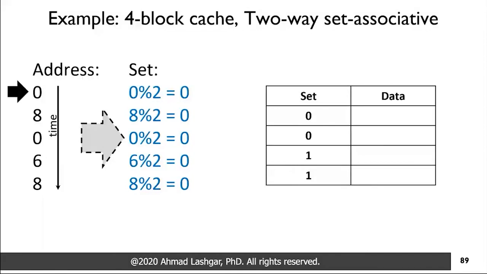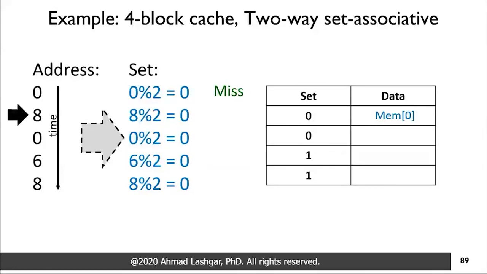Let's start the trace by sending address 0. Address 0 is mapped to set 0. At set 0 of the cache, there are 2 lines. None of the lines have any data, so that's definitely a miss. We go to lower level and get the data, and we bring it into the cache. We can store it in either of the locations in set 0.